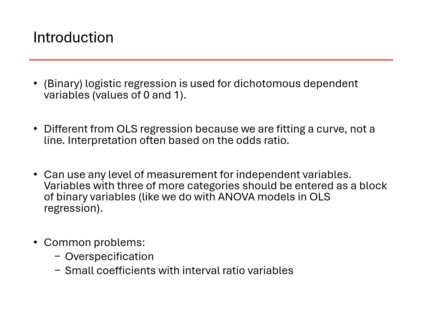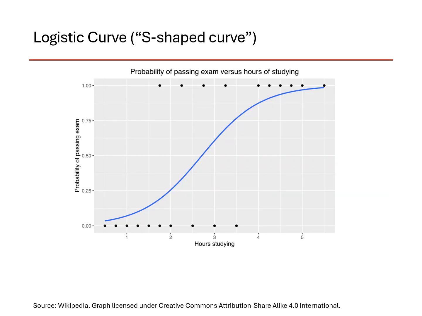We will, as part of this presentation, look at a couple common problems with logistic regression, and that's overspecification of the model when we have too many independent variables. And we'll also look at what happens with the use of interval ratio variables. We have the possibility that we could end up with coefficients that are too small to be useful.